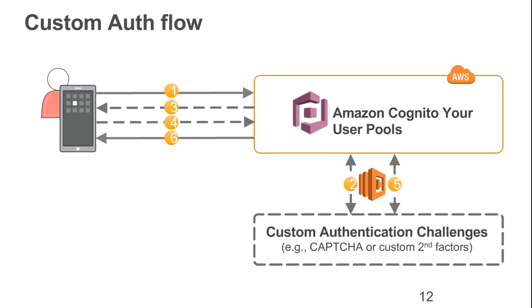3 and 4 show the interaction with the user where the challenge is presented and the response is received. And then 5 allows your Lambda trigger to confirm, or to validate, that the response was correct. And if it was, 6 could be the completion of sign-in, providing the user with the tokens that they need then to continue with the application. Or you could chain multiple rounds of this together, and you could provide another set of challenges after the user has completed the first one. It's really very flexible, and you can build whatever logic you're looking for.